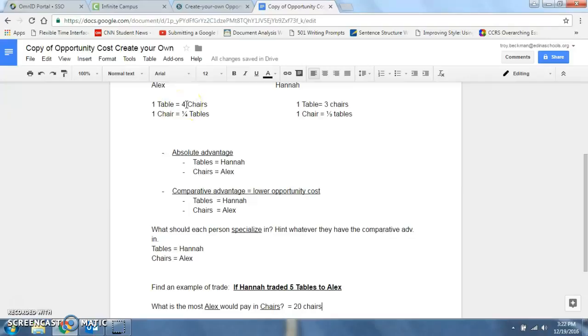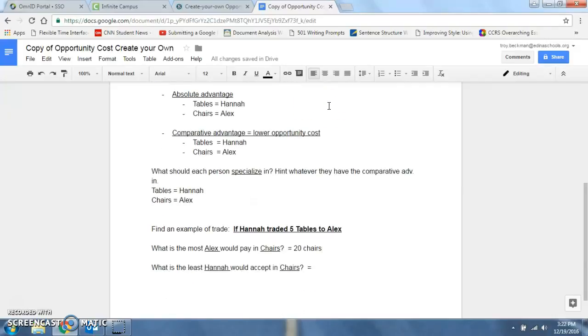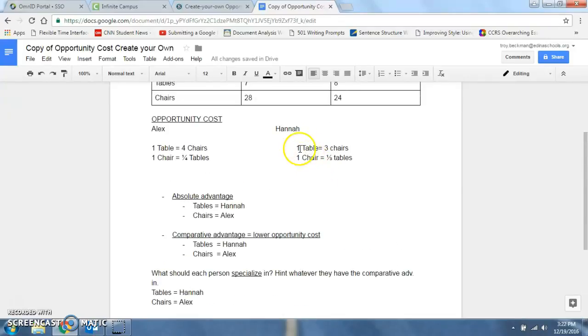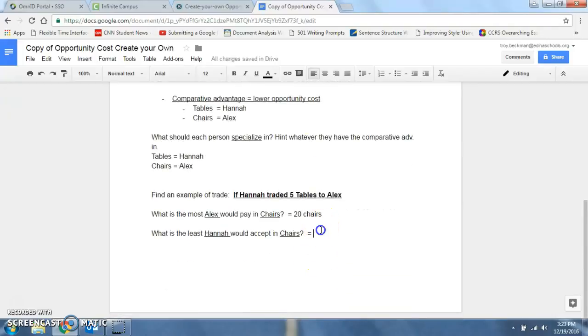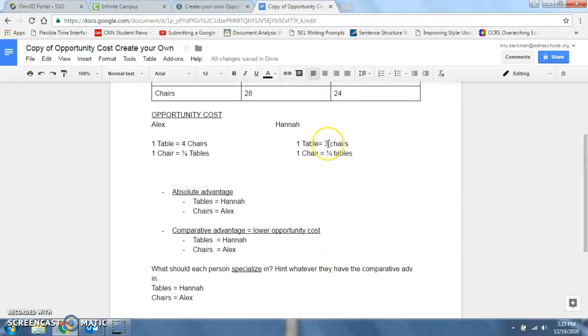Same goes for Hannah. She's giving away 5 tables. In that time, she can do 3 chairs for each table. So what's the least that Hannah would accept? If she were to do 5 on her own, it would be 5 times 3. So you just plug it in right here, and the least that she would accept would be 15 chairs. If it were anything lower, she could do it better on her own. But she can do 3 chairs for every table, and he can do 4.